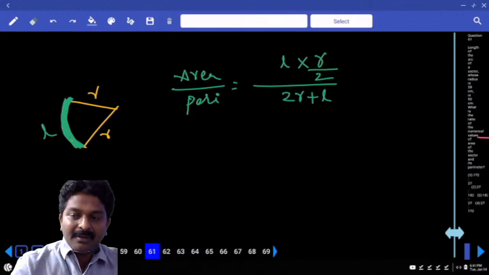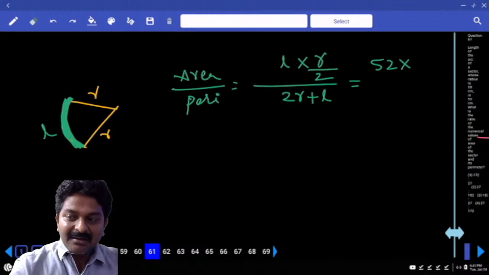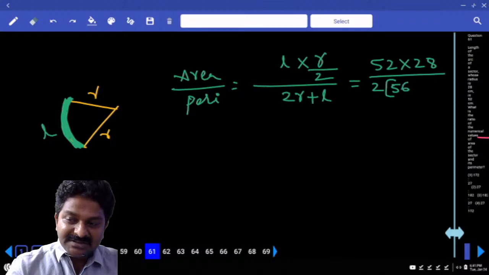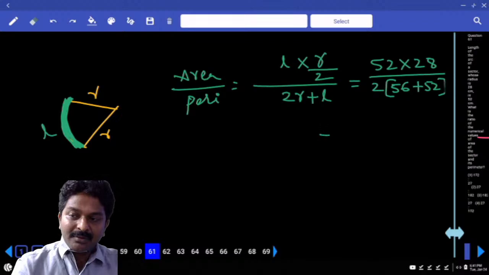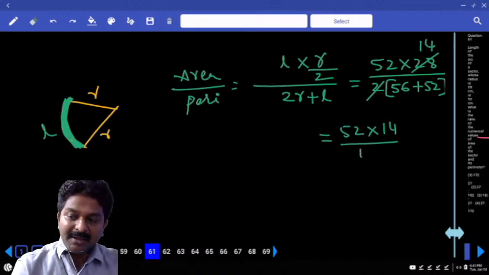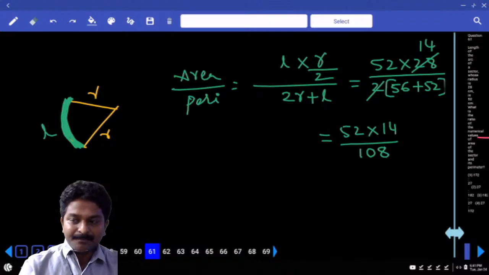How much is L? 52. How much is R? 28, by 2 into 2R plus L. 2 times R, 56, plus L, 52. Cancellation with 2, this is 14 times. 52 into 14 divided by 108. Is that okay? Right.